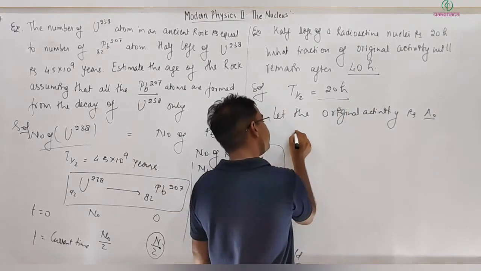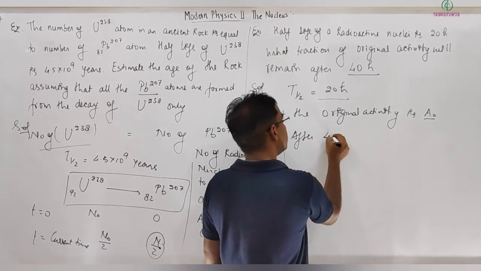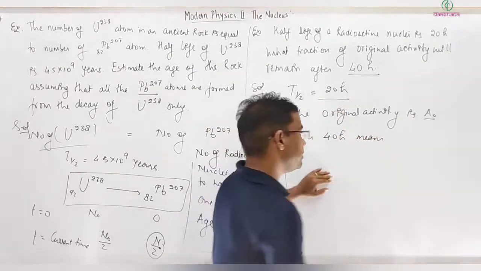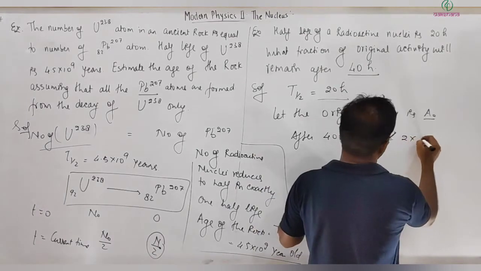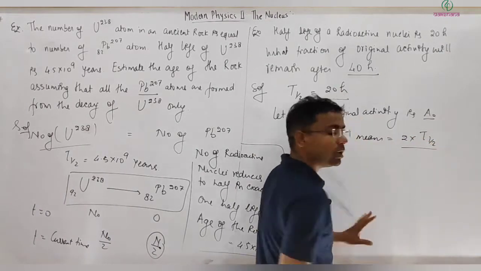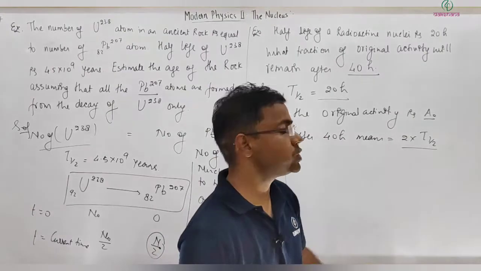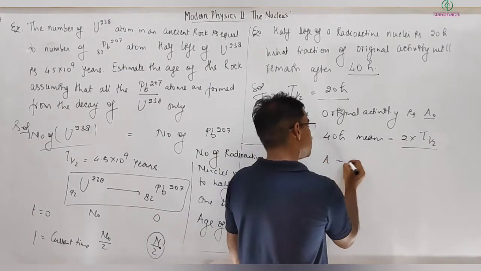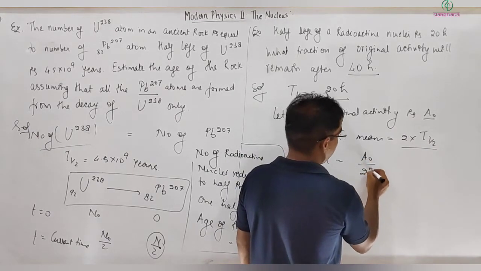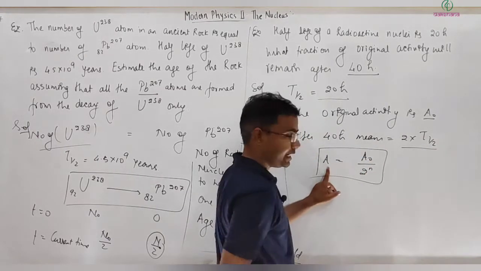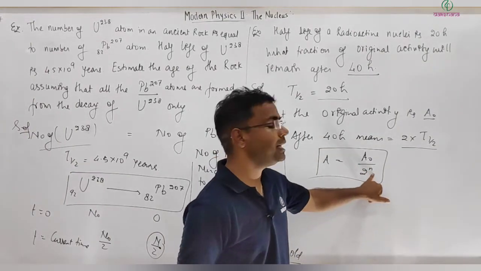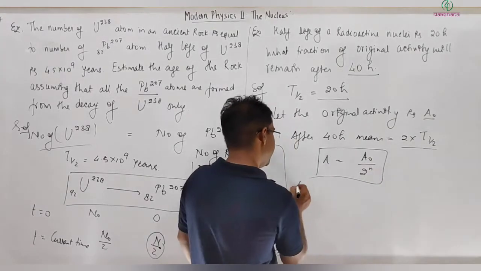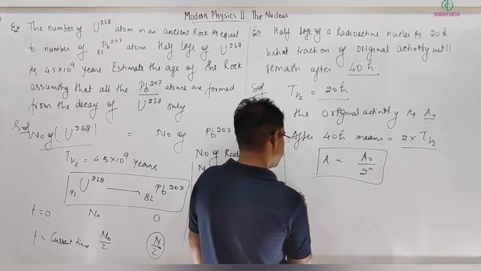So after 40 hours, that means 20 hours plus 20 hours, you can write 2 times T half. So how long a duration are we talking about? That is 2 T half. And in the last lecture we saw that activity is equal to the initial activity divided by 2 raised to power n after n half-lives. And how many half-lives are there? Here it's 2.